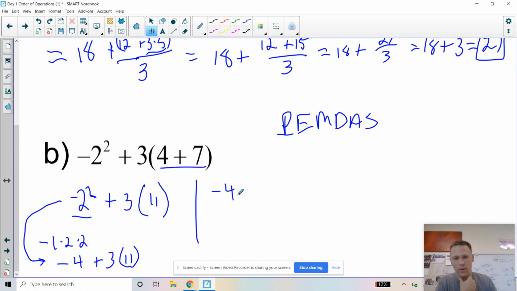So now I have -4 plus 3 times 11, just rewriting it. And now I just have this multiplication to do because parentheses, exponents, multiplication comes next. -4 plus 33. And now I just have to add, and that is going to give me a 29.